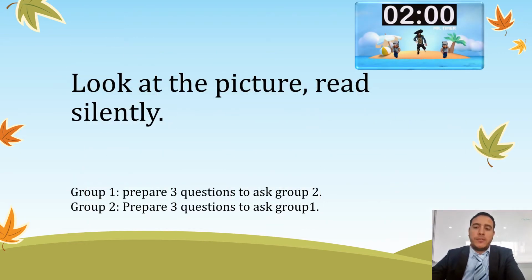Now, it's time for silent reading. Look at the pictures, read silently, and in groups, as I told you in the Zoom session today, Group 1 prepare 3 questions to ask Group 2, and Group 2 prepare 3 other questions from page 11 to ask Group 1. You have 2 minutes to finish these questions, and you can share them with me on WhatsApp. And thanks to all of you who shared your questions with me in the Zoom session today.